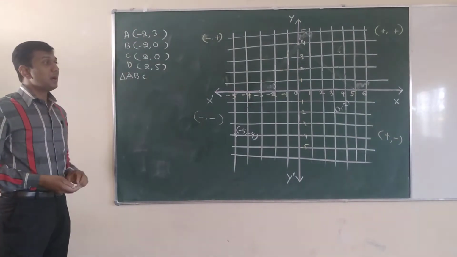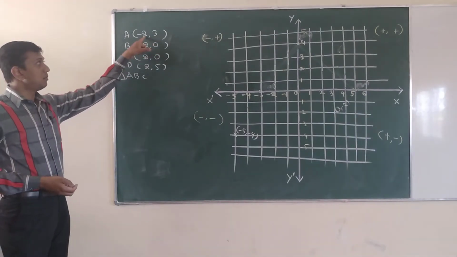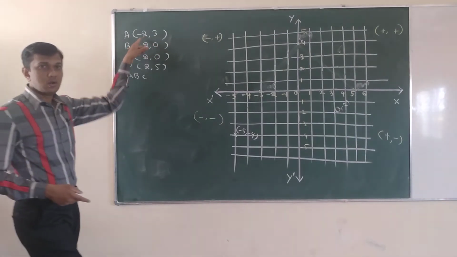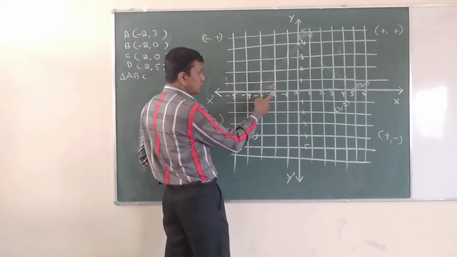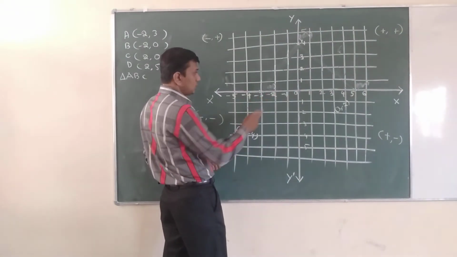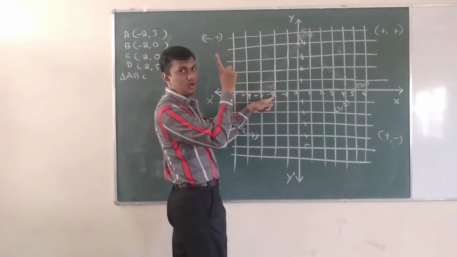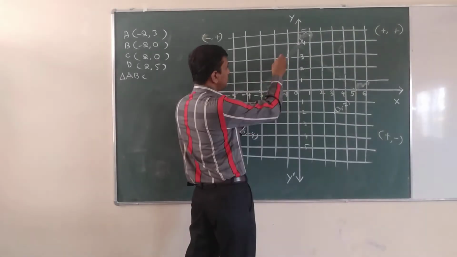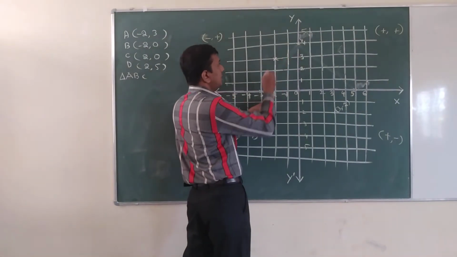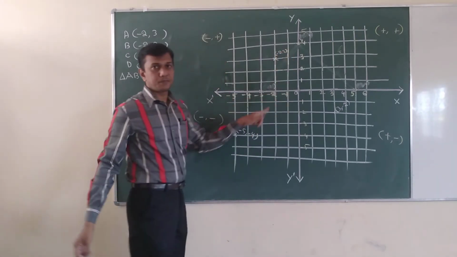First one, (-2, 3). Minus 2 in the sense where we have to go? X axis. Where is minus 2? This is minus 2. Then to 3. 3 is on the y axis. That is the positive. So 1, 2, 3. This is 3. (-2, 3).